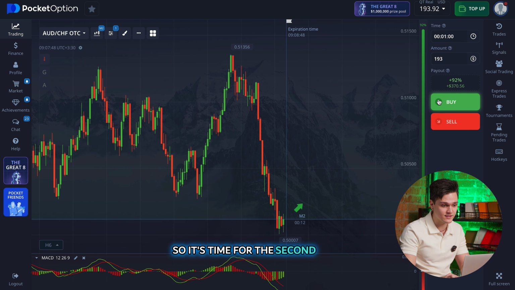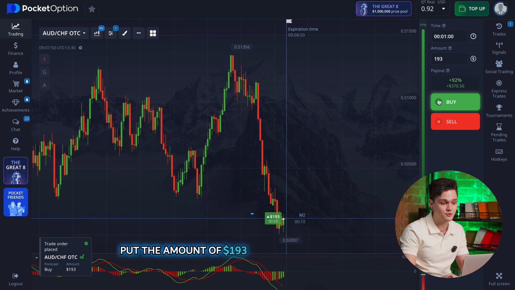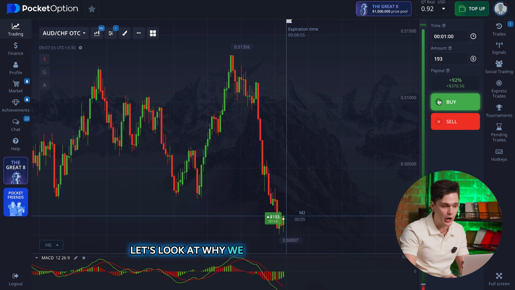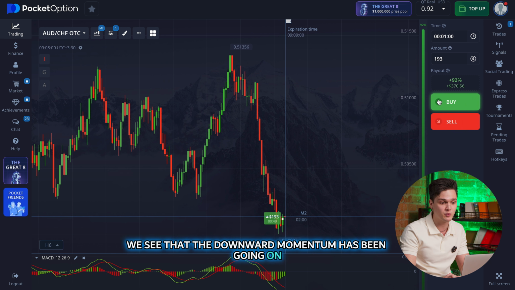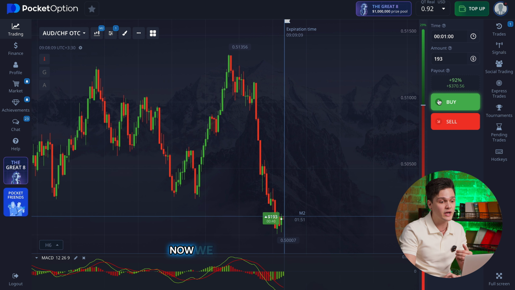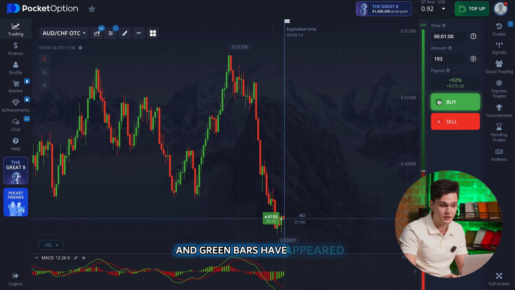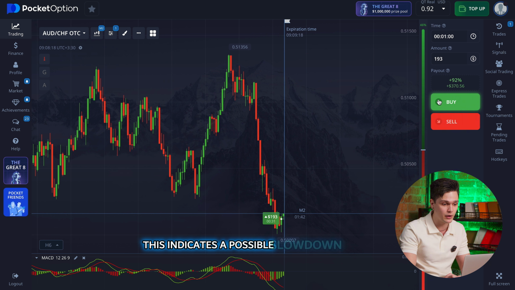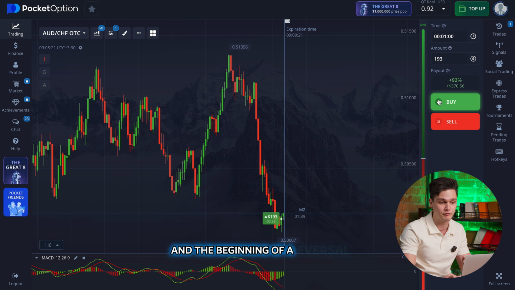So it's time for the second deal. Put the amount of $193 and open a deal for a raise. Look, now let's look at why we opened this deal to raise. Firstly, we see that the downward momentum has been going on without stopping, but the last candlesticks are starting to narrow and buyers are appearing from below. This indicates that the selling pressure is easing. Now we are looking at the MACD. The histogram has started to shrink and green bars have appeared for the first time in the entire downward momentum. This indicates a possible slowdown in the downtrend and the beginning of a reversal.